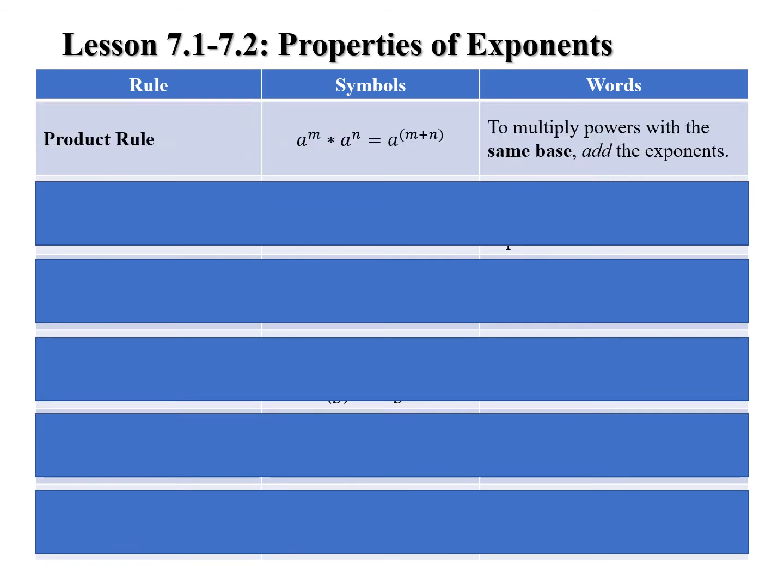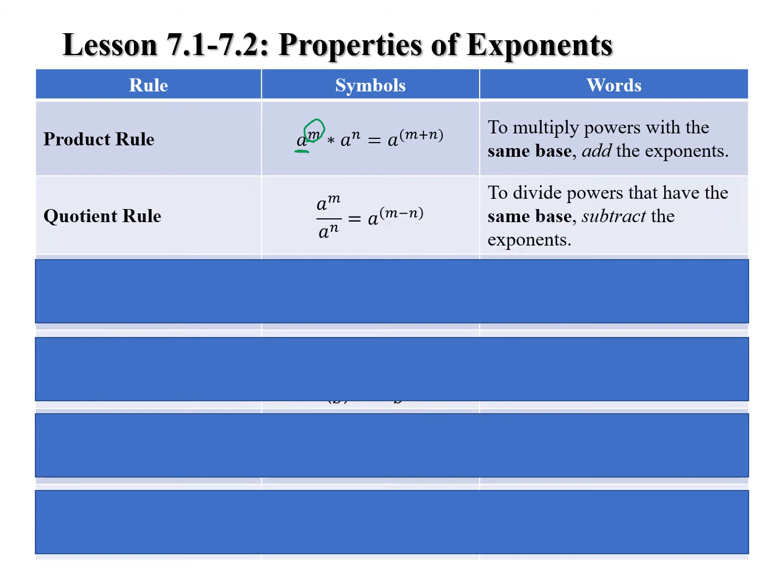The first rule is the product rule. In symbols, we would show a^m times a^n is equal to a^(m+n). In words, that means when I multiply powers with the same base, I can add the exponents. Remember, when we're talking about exponents, the term on the bottom is the base, and the exponent is the power that it's raised to. So when my base is the same, like in this example where I have a as my base, I can add my 2 exponents.